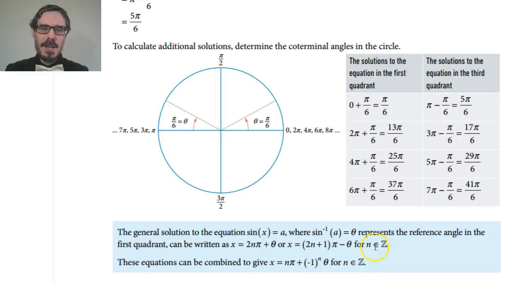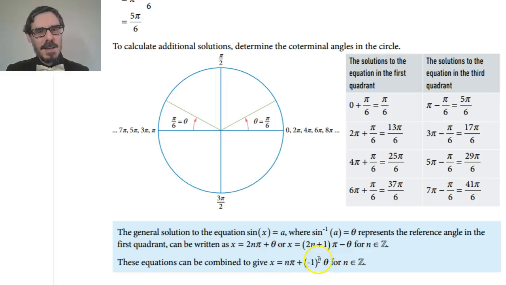Actually, we can be even cleverer. We can write this in one statement. It's n pi, 0, 1, 2 or 3, plus or minus that reference angle. But it's plus the reference angle when it's an even number and minus the reference angle when it's an odd number. How do I get a number that's plus when it's even and minus when it's odd? Well, here's the common trick we use. -1 to the power of n.